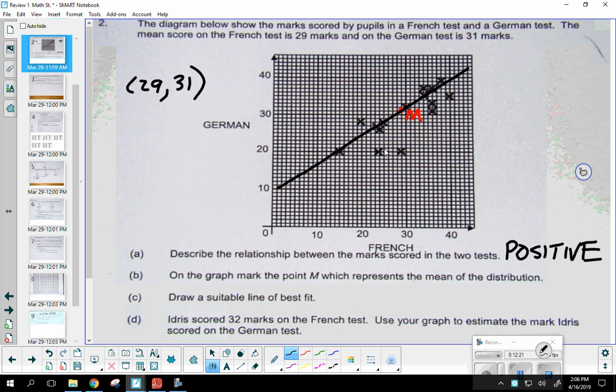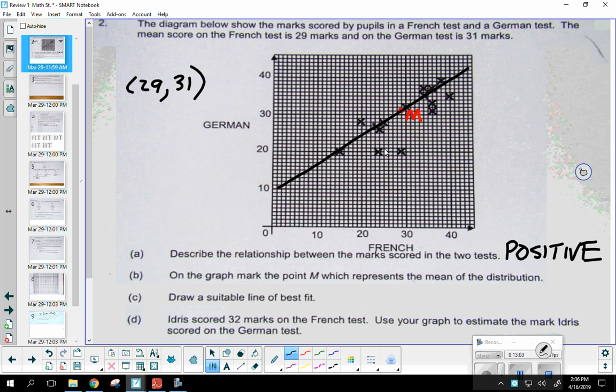All right. Now it says Idris scored 32 marks on the French test. Use your graph to estimate the mark Idris scored on the German test. So what do I do here? Oh, I'm just following the points. I mean, it may go through the origin, but I'm just trying to follow the pattern that I see. It looks more likely to me that it kind of does this. I don't know. Do you want me to change it? I mean, I just drew the line. Okay. So how am I going to figure out D? Where on the line of best fit?